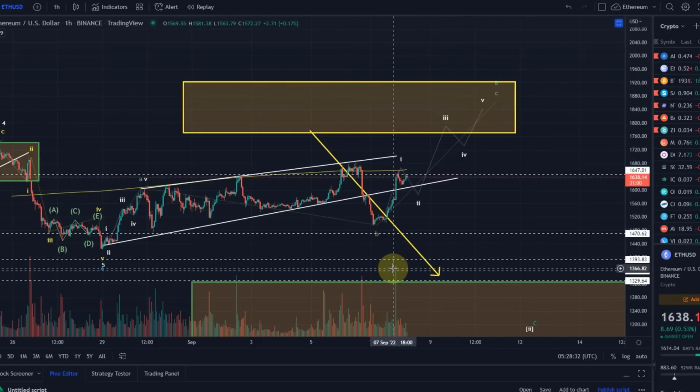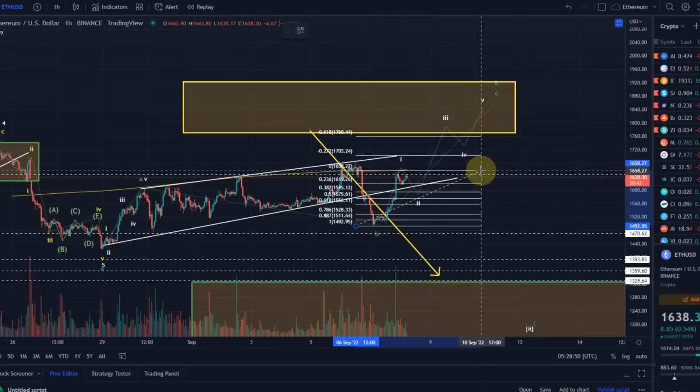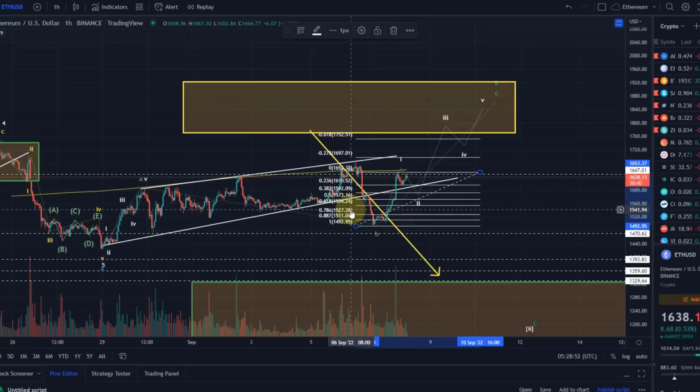So as per this scenario, we would need to avoid making a low below 1495, the swing low of the wave B. If we go below this level, it will invalidate this count, and best would already be to avoid a low below 1527, because whenever we go below the 78.6% fib level, it just makes it less likely that it still is that kind of wave pattern.